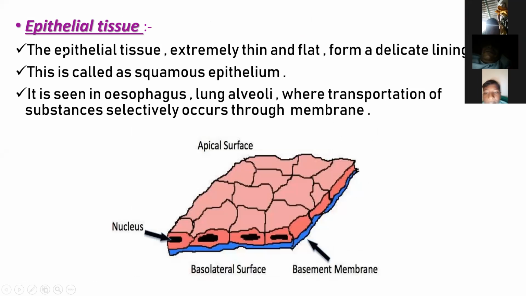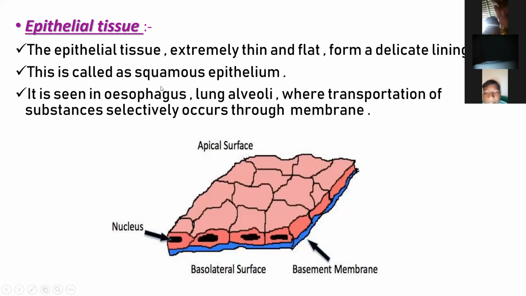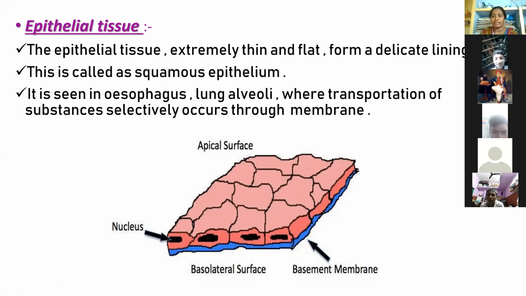Next, the detailed account of epithelial tissue. What is epithelial tissue? The epithelial tissue is very thin and very flat. It is a delicate lining of the animal tissue. Next, this tissue is called squamous epithelium.